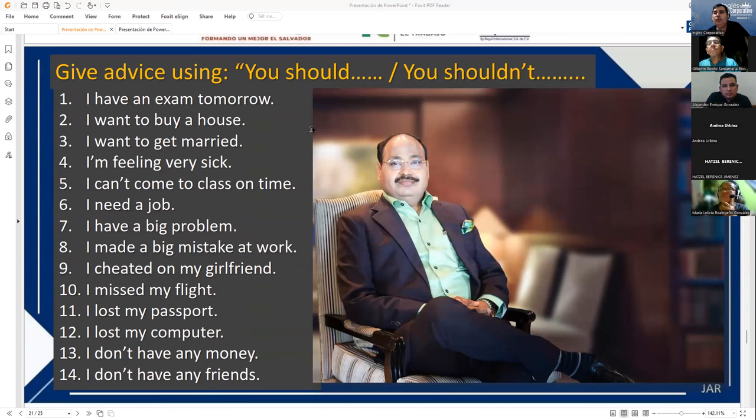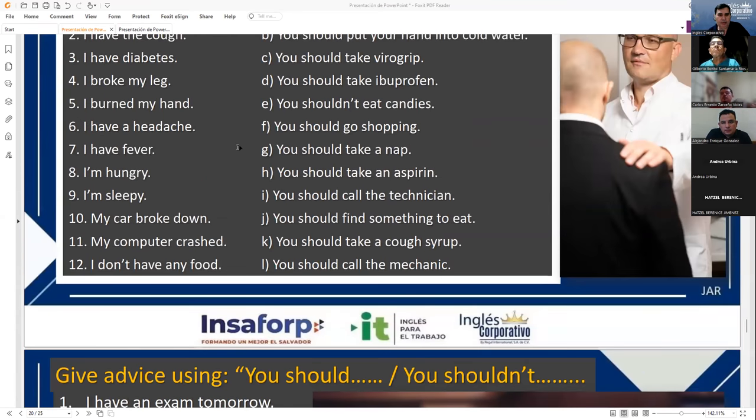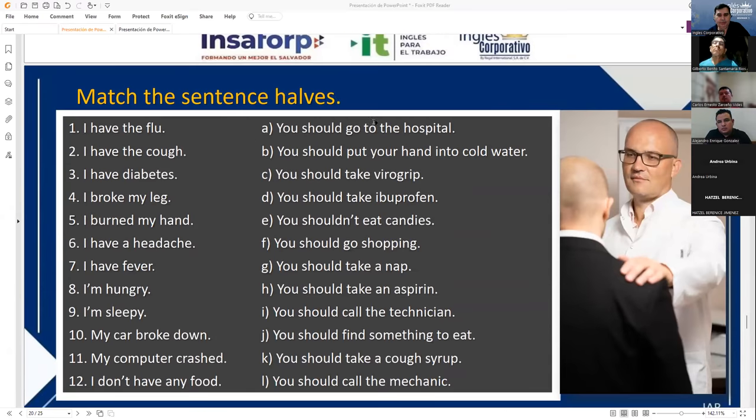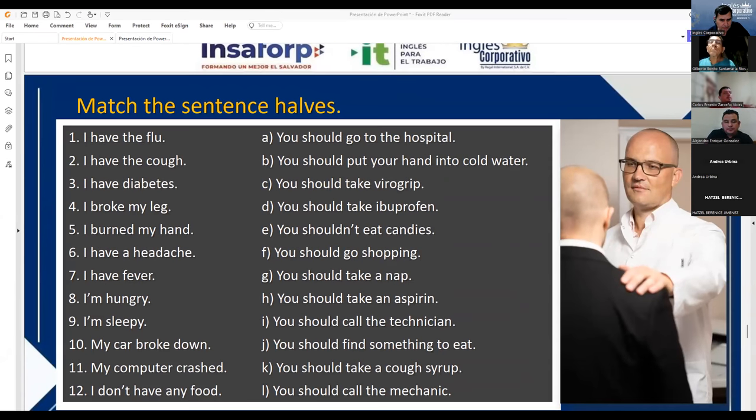I have an exam tomorrow. Hey, you should study. I want to buy a house. Oh, you should start saving money. You should go to FSB, Fondo Social para la Vivienda, and ask for a loan, take out a loan, etc. So you can give advice. This one and this one. And with this, probably we'll finish.